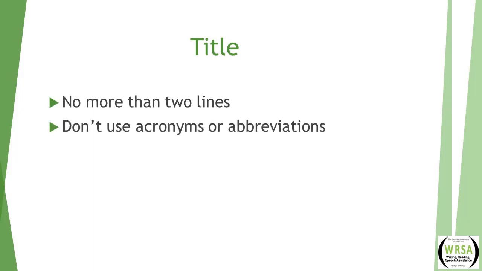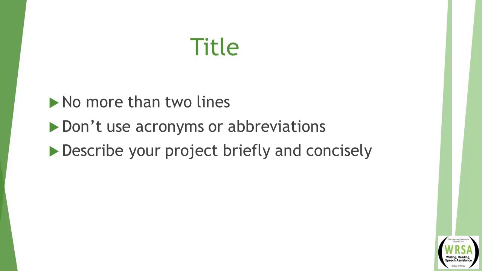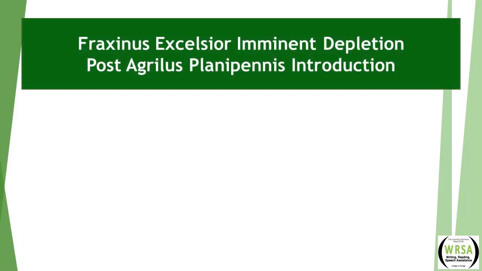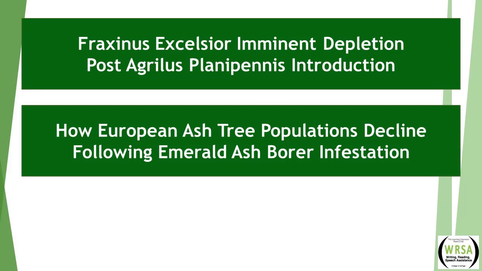Starting at the top of a great academic poster, we have a title. The title should be no more than 2 lines. Don't use acronyms or abbreviations, especially if your audience won't be made up of experts. Describe your project briefly and concisely by using a short phrase that telegraphs what your research study is about. Keep your audience in mind. For example, most people will not stop to read Fractionis Excelsior Imminent Depletion Post Agralis Planopennis Introduction. However, most people will understand European ash tree populations decline following emerald ash borer infestation.